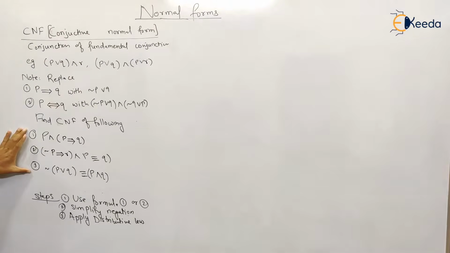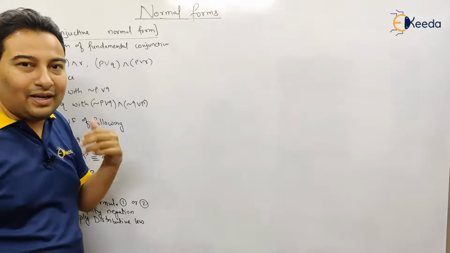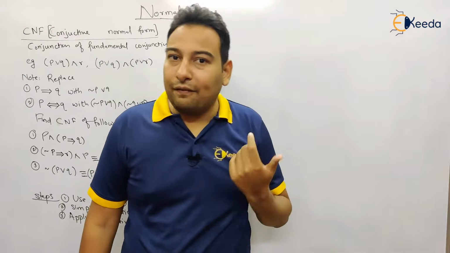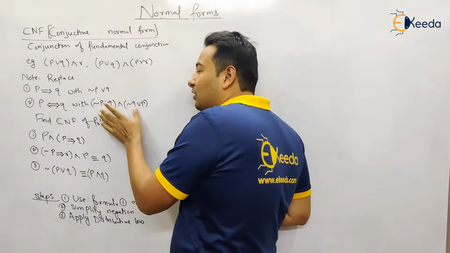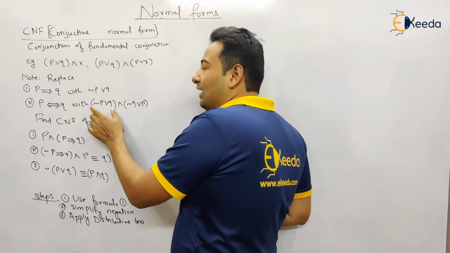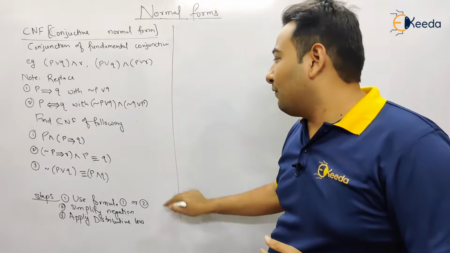So we are going to solve 3 examples based on this. The steps are exactly the same. Use formula number 1 and 2, simplify the negation and apply the distributive law. P implies Q will be replaced with negation of P or Q, and P double implies Q will be replaced with this formula. Obviously the formula is different in DNF and in CNF, because if you observe this formula, if you replace P double implies Q with this formula, it's conjunction and in brackets it is disjunction, that is in CNF format. So let's discuss the first example.